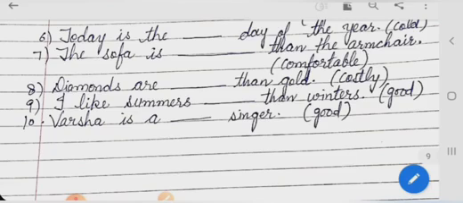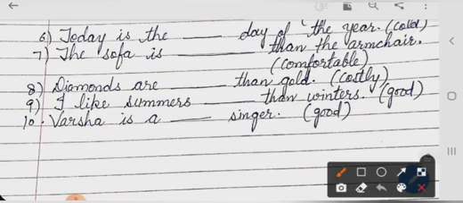Varsha is a dash singer. Here students, you can see there is no comparison between two or more things. That's why you will write here simple positive degree, that is good. Varsha is a good singer.